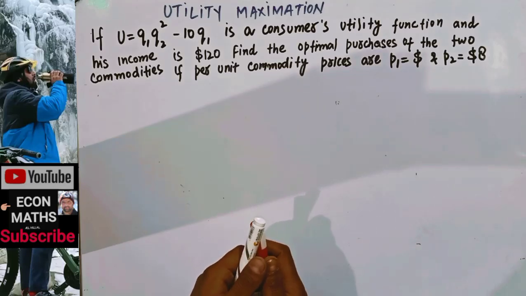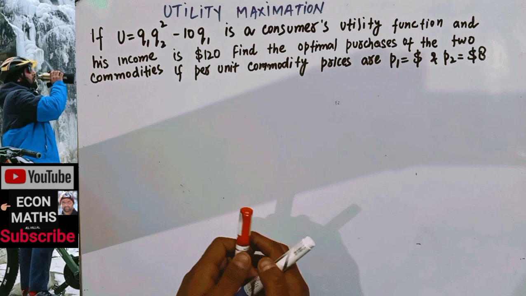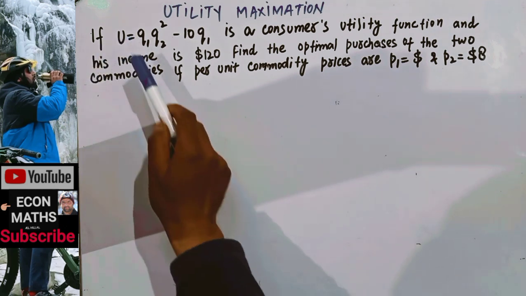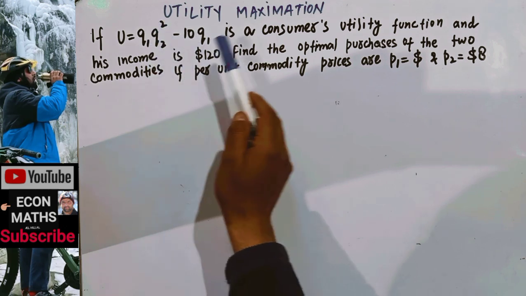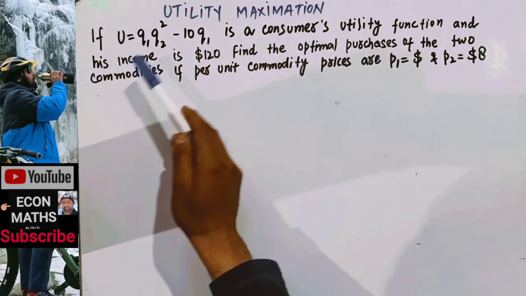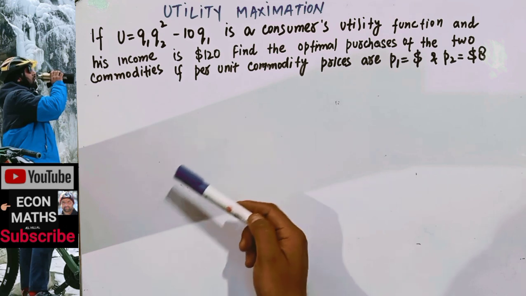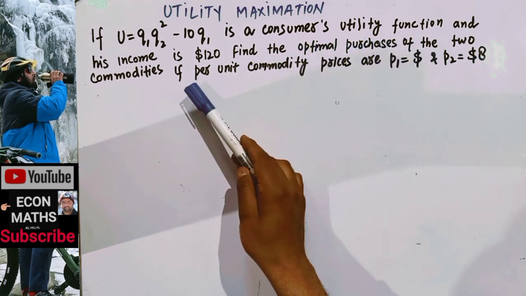In this video, we will solve a problem on utility maximization. This question was asked by a brother on the Telegram channel of Econ Maths. The question is: if U is equal to Q1 times Q2 square minus 10 Q1 is a consumer's utility function, that means utility is a function of two commodities Q1 and Q2, and the income of the consumer is $120, we have to find out the optimal purchases of the two commodities.